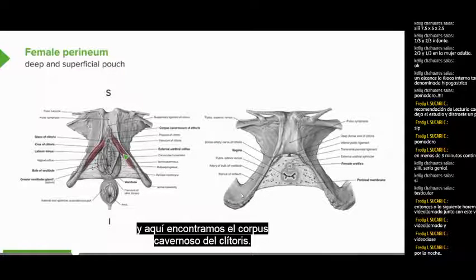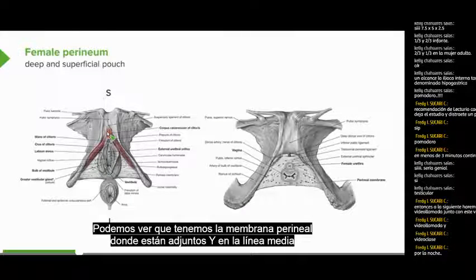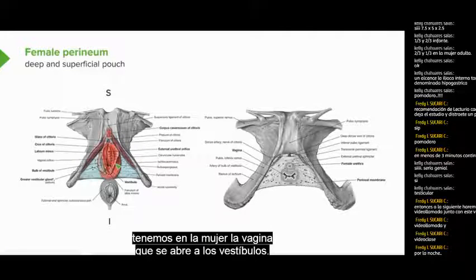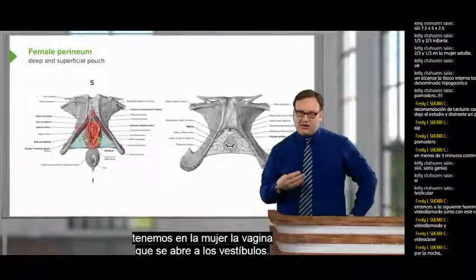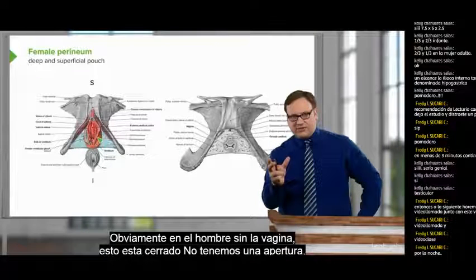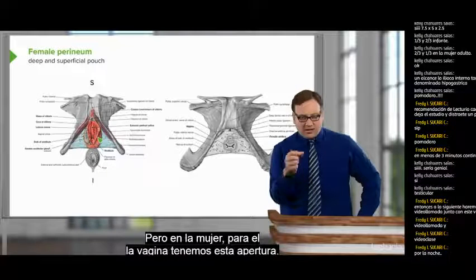And here we find the corpus cavernosum of the clitoris. We can see we have the perineal membrane where these are attached. And in the midline, we have in the female the vagina, which opens up into the vestibule. Obviously in the male, without the vagina, this is closed. We don't have an opening. But in the female, for the vagina, we have this opening.